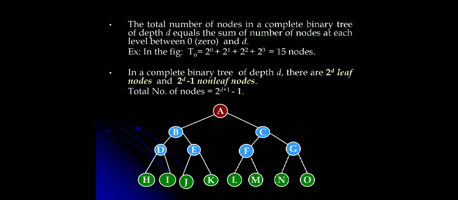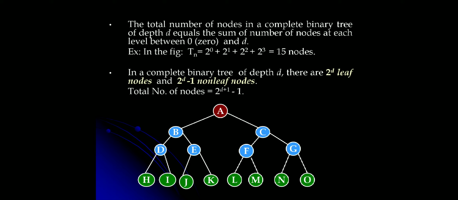And you can also use this formula to find out the total number of leaf nodes, non-leaf nodes and total number of nodes in a complete binary tree. The formula is 2 raised to d, where d is the depth of the tree. 2 raised to d leaf nodes, you will find 2 raised to d minus 1 non-leaf nodes, and the total number of nodes in a complete binary tree is given by 2 raised to d plus 1 minus 1. So in this example binary tree, the depth is 3. So total number of nodes is 2 raised to d plus 1 minus 1. So 2 raised to 3 plus 1 means 2 raised to 4 minus 1. That means totally 15 nodes are in this complete binary tree of depth 3.